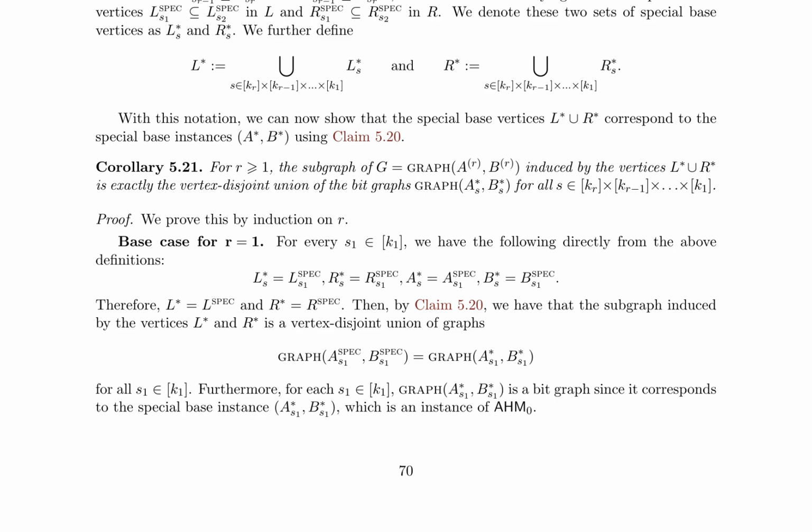The subgraph of G induced by the vertices L-spec union R-spec is exactly the vertex disjoint union of graphs graph(A-spec, B-spec) for all k element of K_r. Special base instances and their corresponding sets of special base vertices are identified, and it is shown that the special base vertices L union R correspond to the special base instances A, B, using claim 5.20.